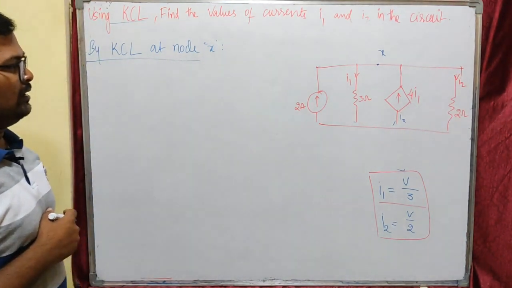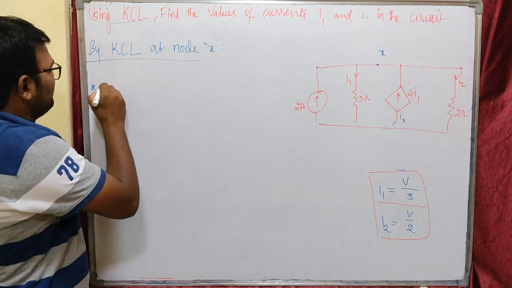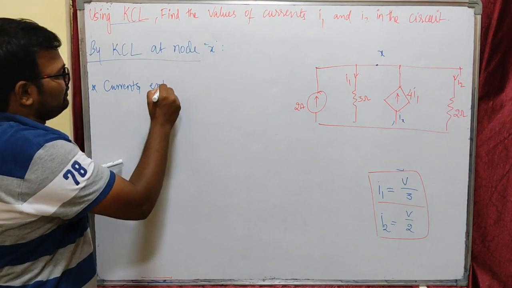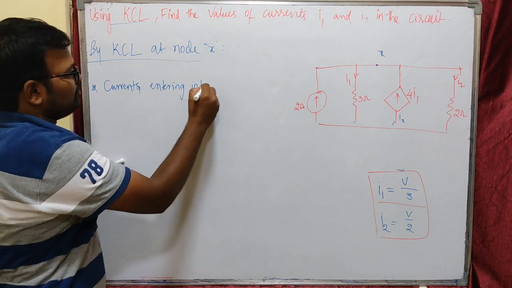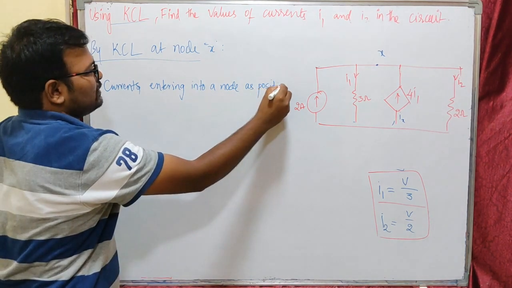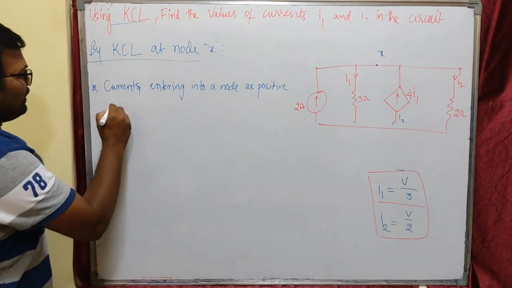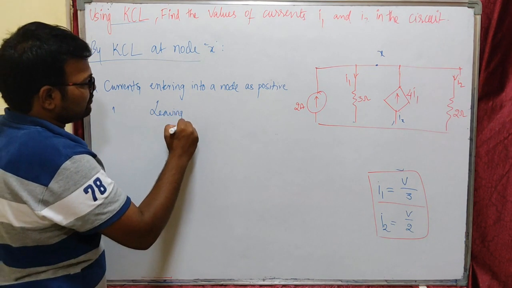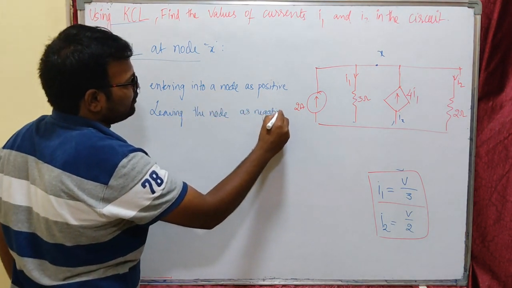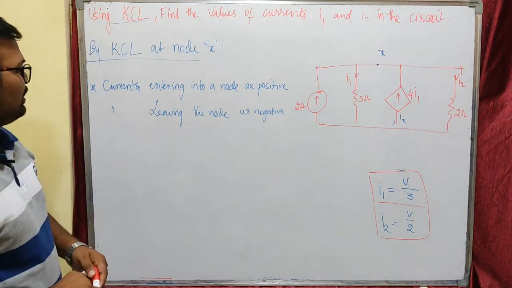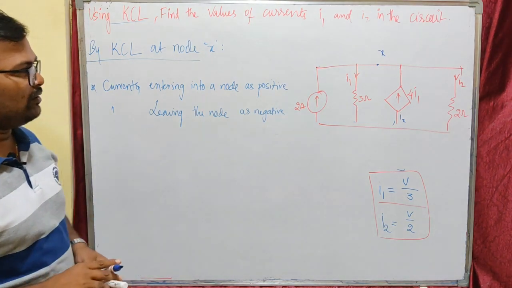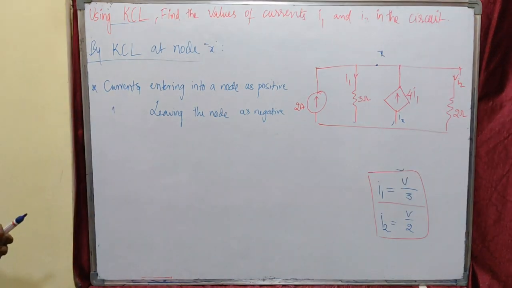Let us consider currents entering a node as positive, and currents leaving the node as negative. This is my assumption. You can also take the reverse: currents entering a node as negative and currents leaving a node as positive. That is up to you, and that is also valid. So I am going to write KCL here.